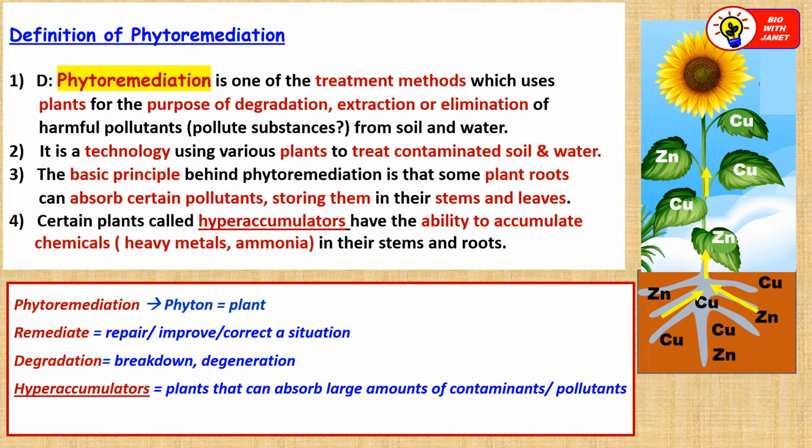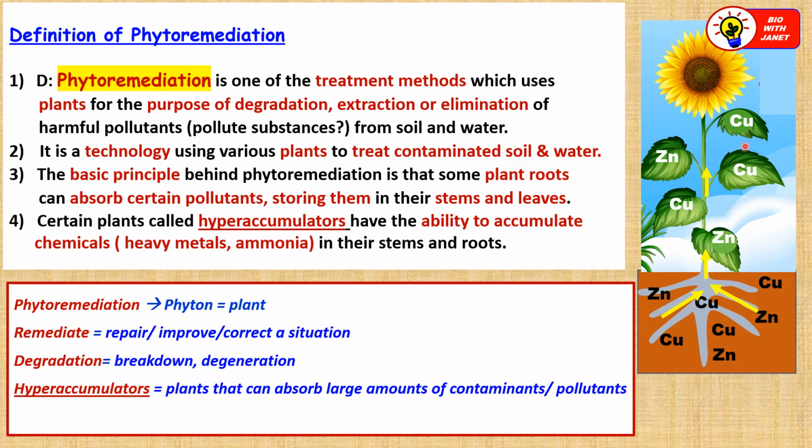Next, the definition of phytoremediation. Right, this one we have to remember. Memorize the definition. Phytoremediation is one of the treatment methods which uses plants, all right, plants like sunflower plant, for the purpose of degradation, extraction, or elimination of harmful pollutants. Textbook uses the words pollutant substances. So actually we call these substances involved in pollution, we call them pollutants. So harmful pollutants from soil and water.